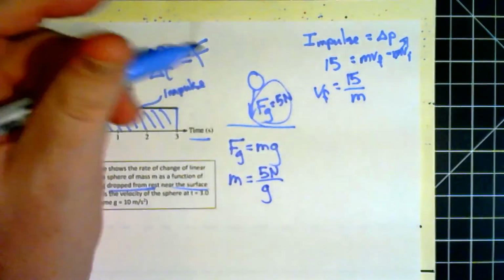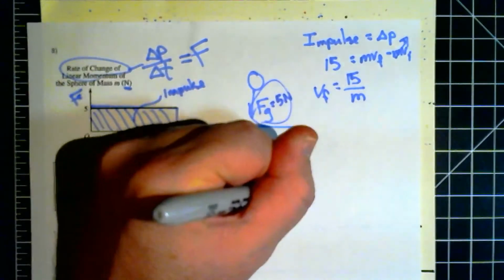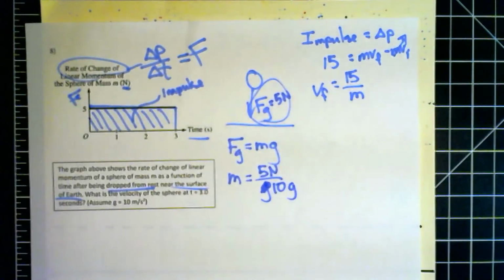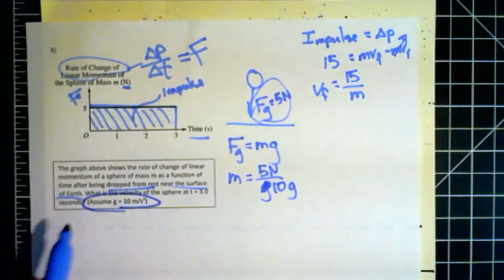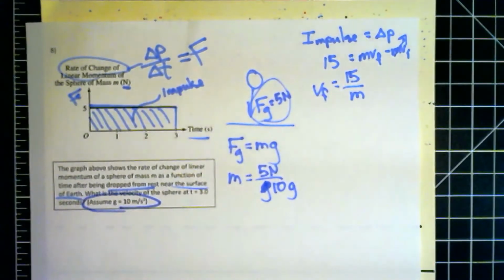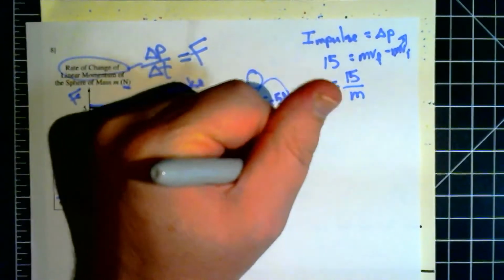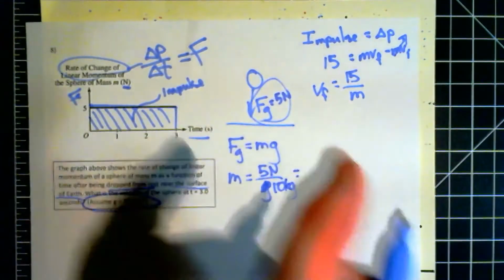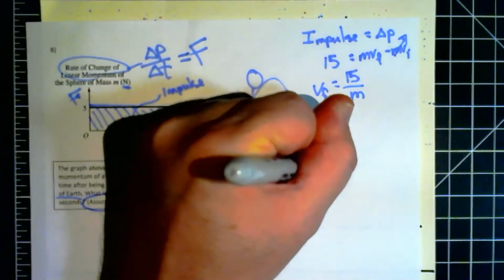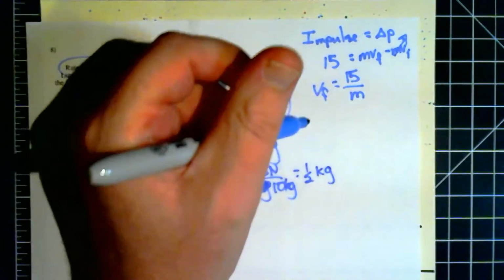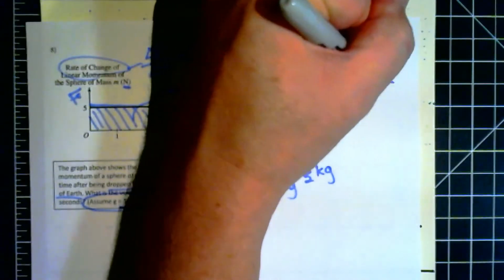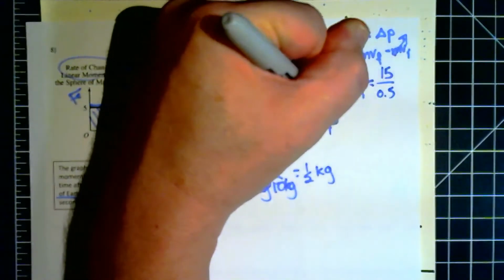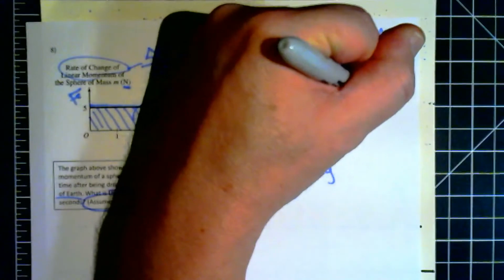And guys, let me give you a little hint. Let's just use 10 for g. It's okay if you use 9.81, but if you use 10, they will accept an answer. So I'm going to just round up, and it even says it here: assume g is equal to 10. So that means our mass here is 5 over 10 kilograms, which is 1/2 a kilogram, or 0.5. So when I plug that in, 15 divided by 0.5, our final velocity will be 30 meters per second.